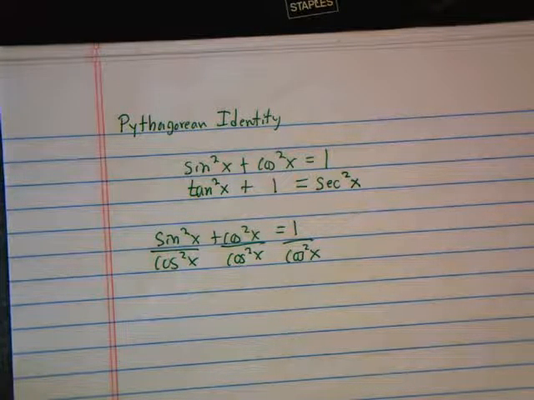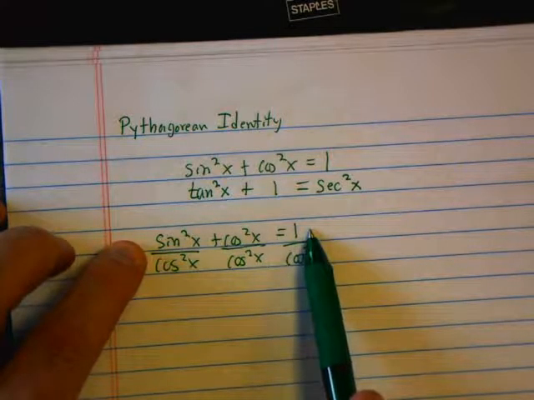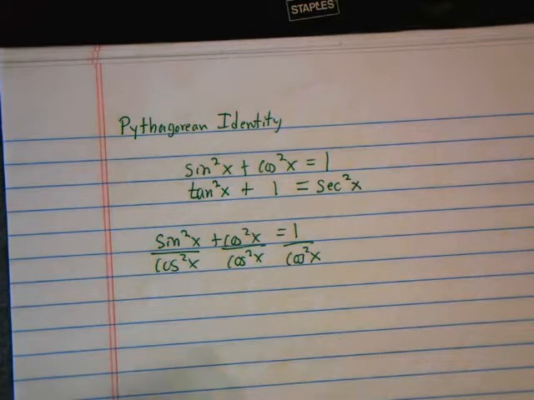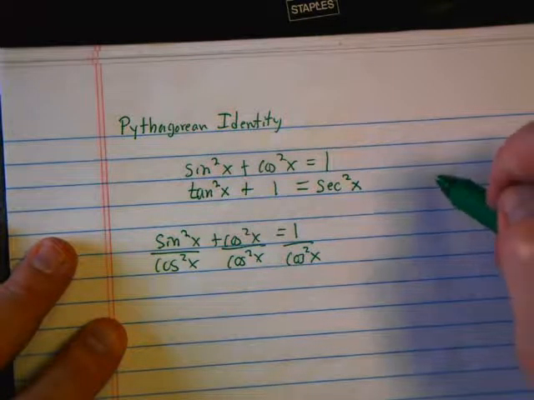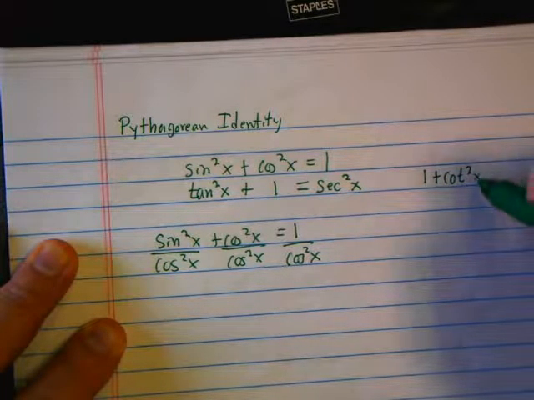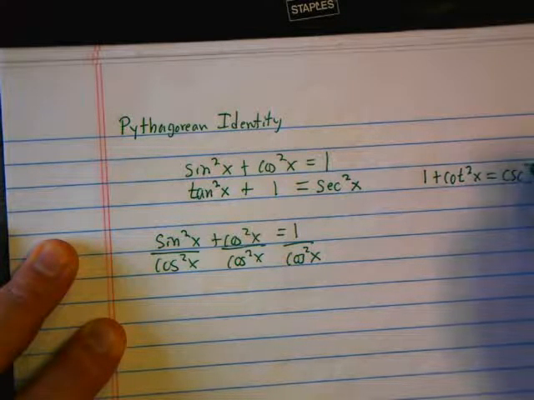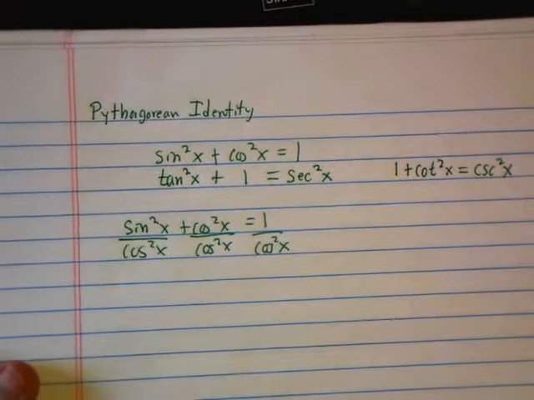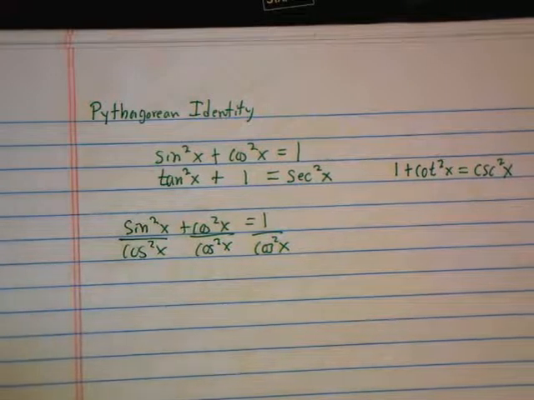I could also take this same original identity and divide everything by sine squared. And if I divided everything by sine squared, I would have 1 plus cotangent squared x is cosecant squared x. So those are all called the Pythagorean identity, even though there's 3 of them. They really ought to be called the Pythagorean identities, but they're usually not. It's usually considered a singular entity. Questions about that?